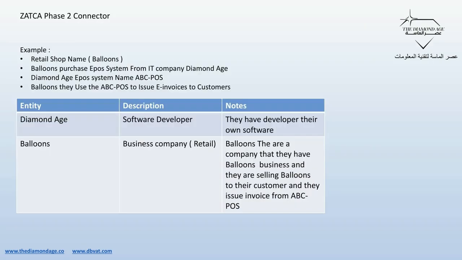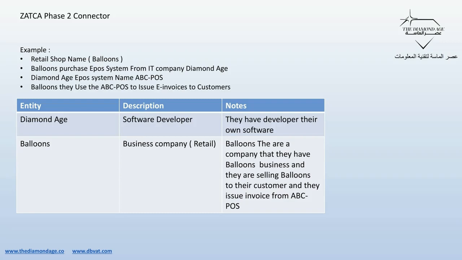Now, let me give a small example. We have a retail shop named Balloon. This Balloon purchases an e-POS system from an IT company or developer. Let's say in our example that Diamond Age sells software to Balloon for all the e-invoice transactions. So the Diamond Age e-POS system, as an example, we name it ABC Point of Sale.